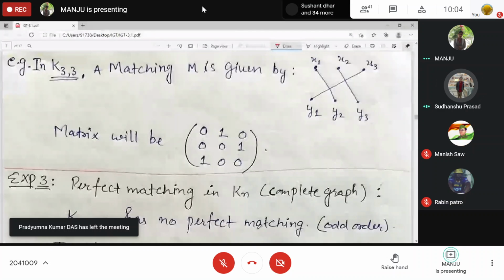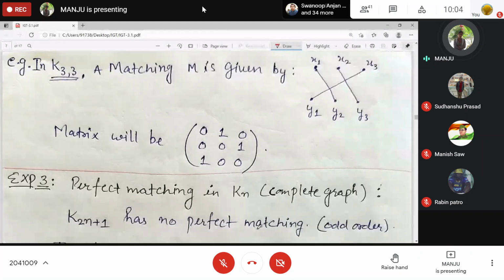Yes, ma'am. Okay, yesterday we discussed matching. Matching was a set of independent edges, right? Then maximum matching, that is maximum cardinality matching, okay? And perfect matching. So can you tell me, in K5, can you find any perfect matching?